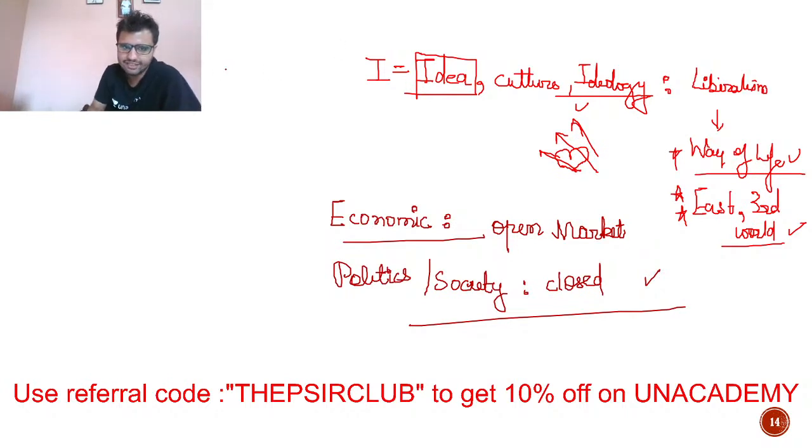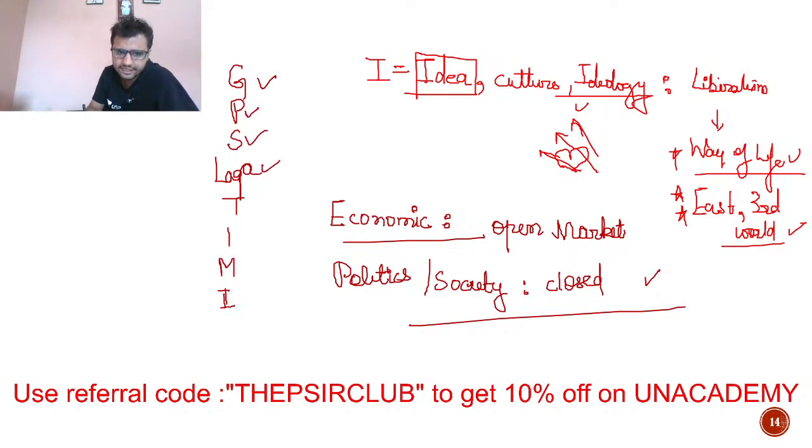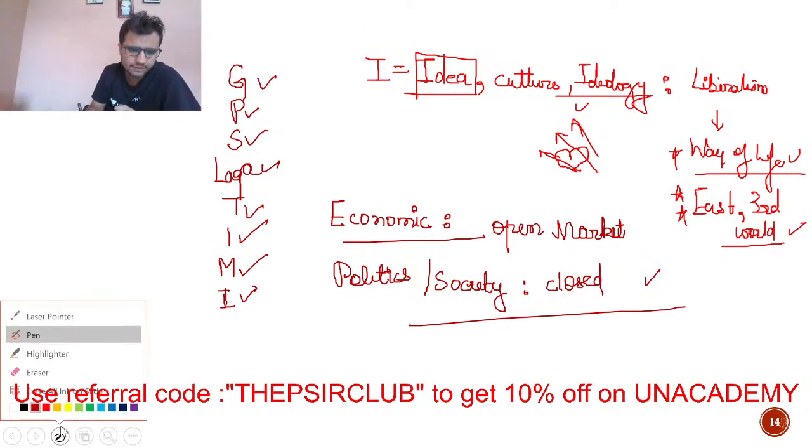If you revise with me, what is the trick? GPS लगा के टाइम बता: Geography, Politics, Society, Leader, Technology, Intelligence, Military, and the power of ideas. So that is how we have covered the elements of power.